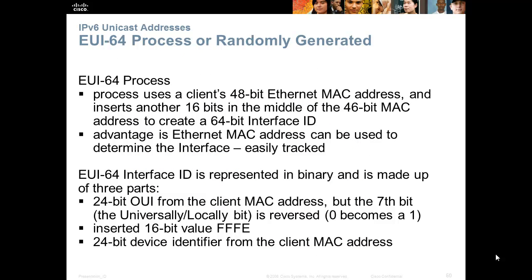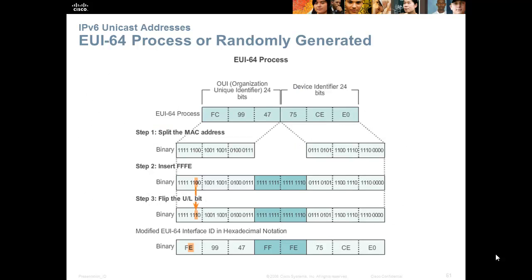I mentioned the EUI-64 process for coming up with the interface ID. This is a process that uses the 48-bit MAC address and inserts another 16 bits to come up with a unique interface ID. We learned back in a previous chapter that all MAC addresses are unique in the world. It's considered a burned-in address. The advantage of this is that the Ethernet MAC address can be used to determine the interface, and it can be very easily tracked. The EUI-64 process looks like this.